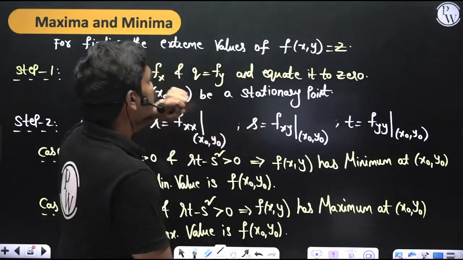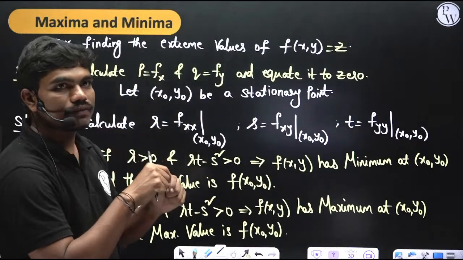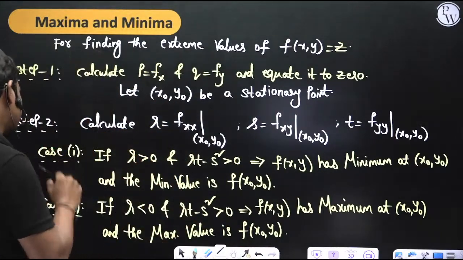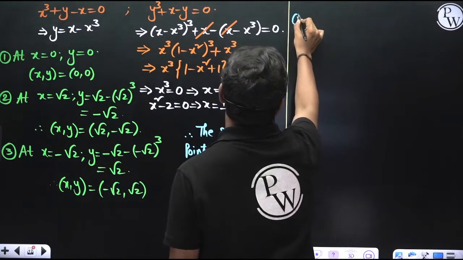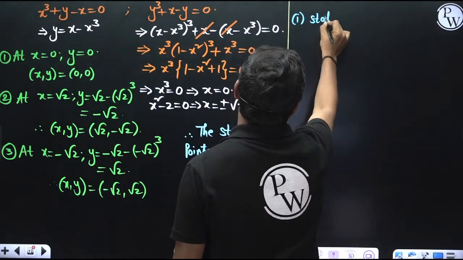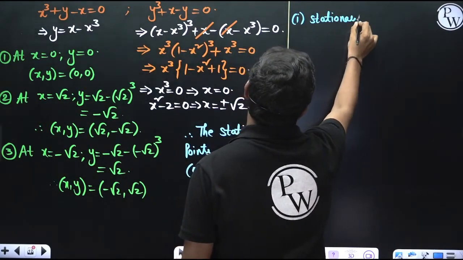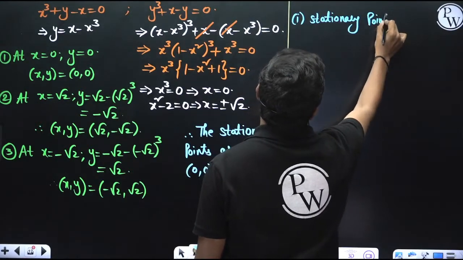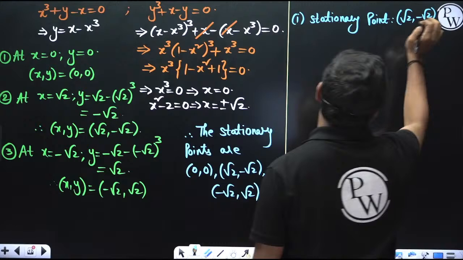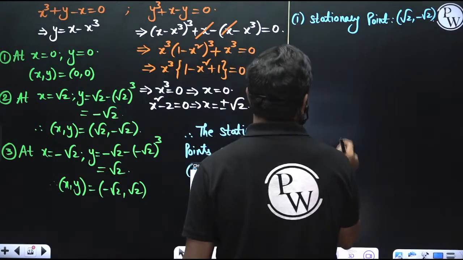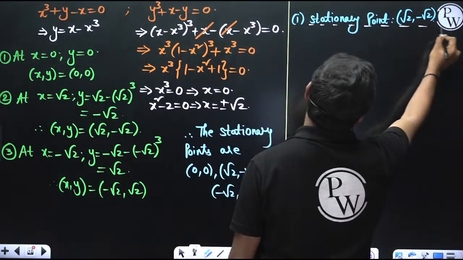Now your job is to analyze the nature of each and every stationary point. Okay, so let's do that. So first let's consider stationary points other than 0, basically 0 we will consider last. There is a reason, I'll show you. So stationary point root 2 comma minus root 2, let's say. Okay, let's work out what is the nature of this stationary point actually.